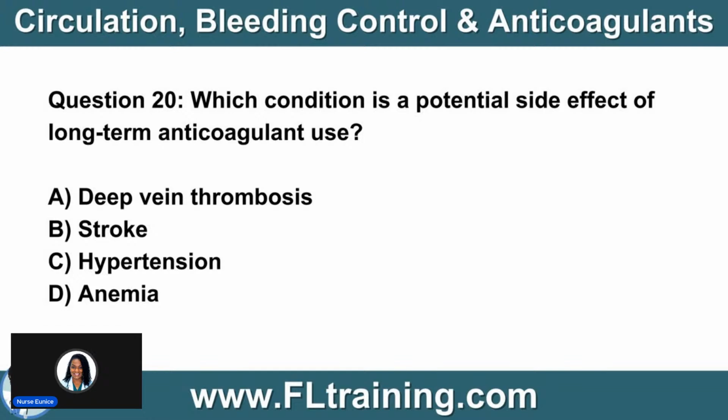Question 20, which condition is a potential side effect of long-term anticoagulant use? Is it A, deep vein thrombosis, B, stroke, C, hypertension, or D, anemia? So Papa has been taking anticoagulants now for 10 years to treat his atrial fibrillation. What is Papa going to be at risk for?